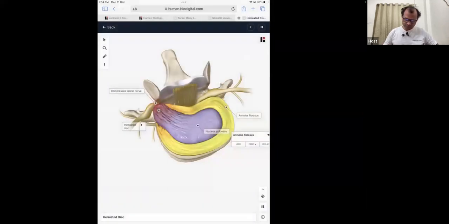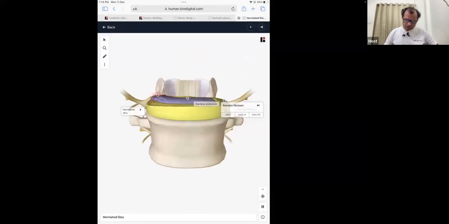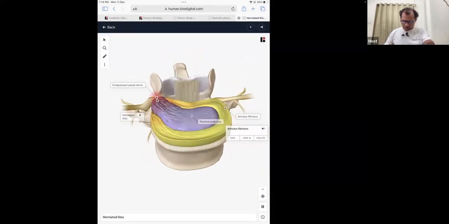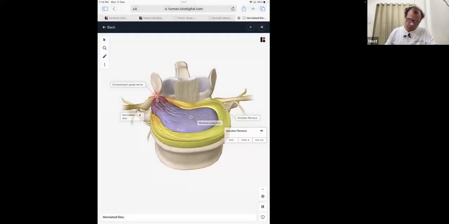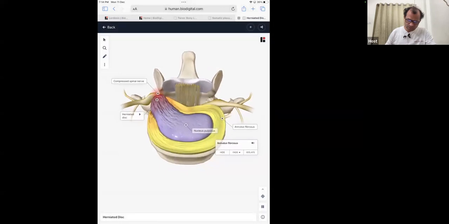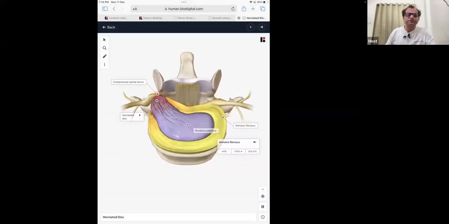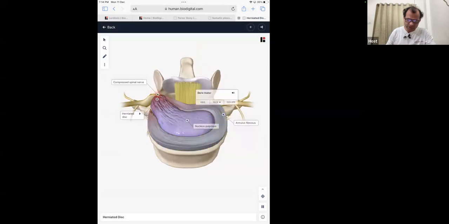Now, so we can see this is the anterior part of the disc. This is the anterior part, front part. And this is the posterior part, back part of the disc. So the most important thing is this. Just on the back side of the disc, we can see this structure. This is called dura mater. Very, very important structure, dura mater.